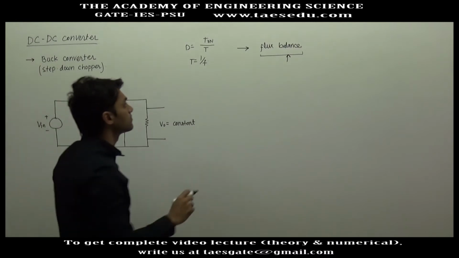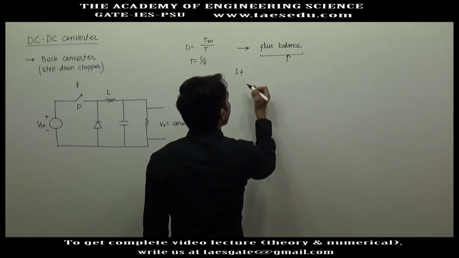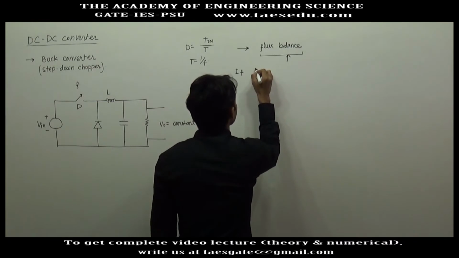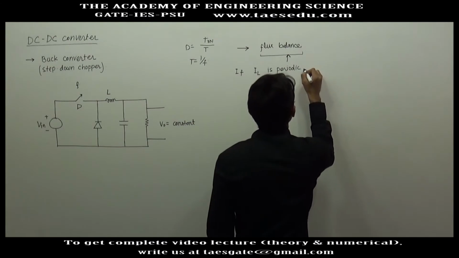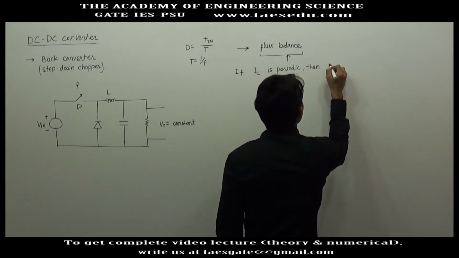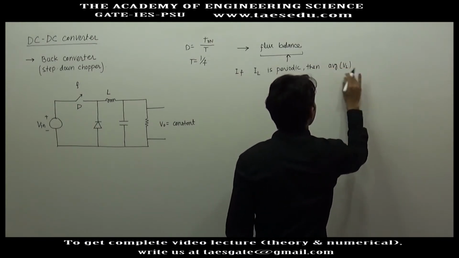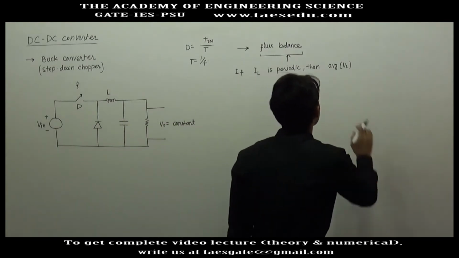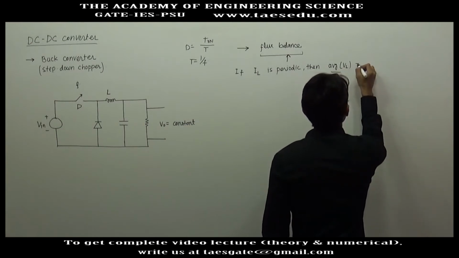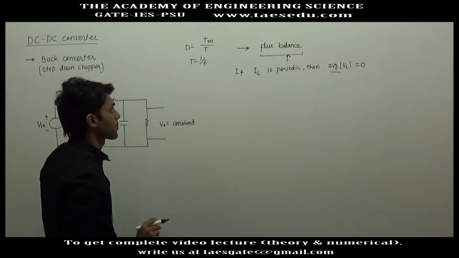Flux balance is that if the inductor current is periodic, if IL is periodic, it means the average value of inductor voltage, obviously the average will be calculated over one time period, the average inductor voltage will be 0. So this is called flux balance.